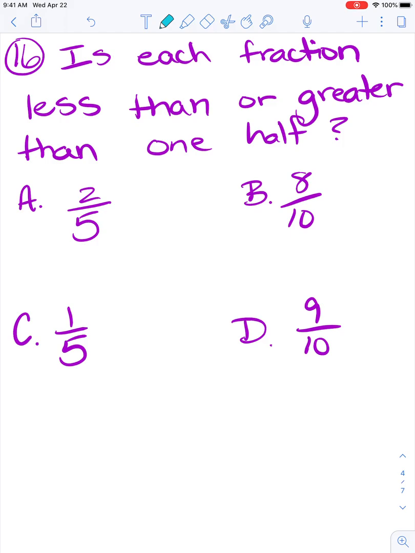All right, so here, is each fraction less than or greater than 1/2? Remember, this is one of the things that I really ask you guys to do when we do fractions. I really want you to pay attention to halves. That really helps you compare.